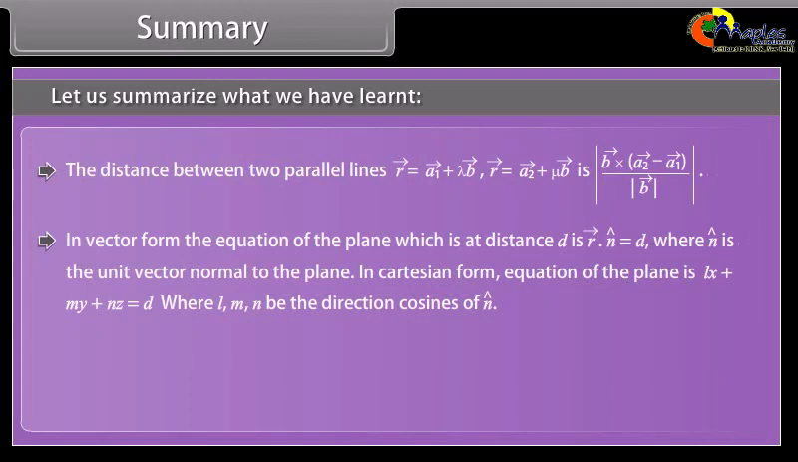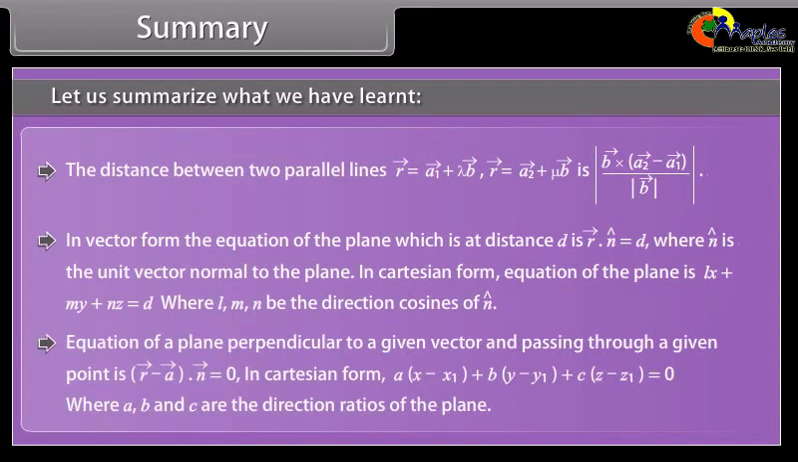In Cartesian form, equation of the plane is, where l, m, n are the direction cosines of cap n. Equation of a plane perpendicular to a given vector and passing through a given point is, in Cartesian form, where A, B, and C are the direction ratios of the plane.